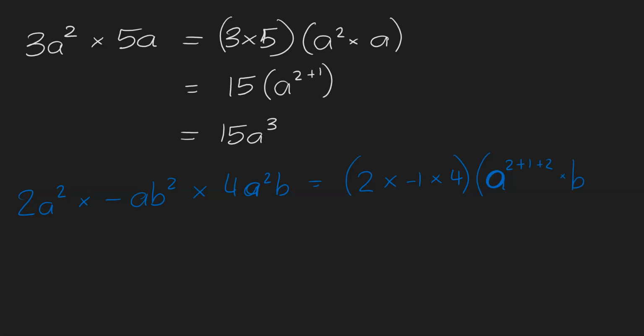There's no b in the middle term, so it's b to the power of 2 plus 1. Now we can simplify this. 2 times negative 1 times 4 becomes negative 8. And it becomes a to the power of 5 if we add the exponents, and b to the power of 3. So that's how we simplify expressions by multiplying.